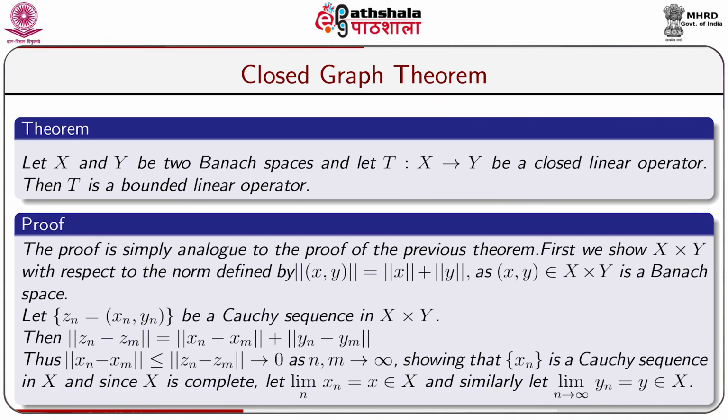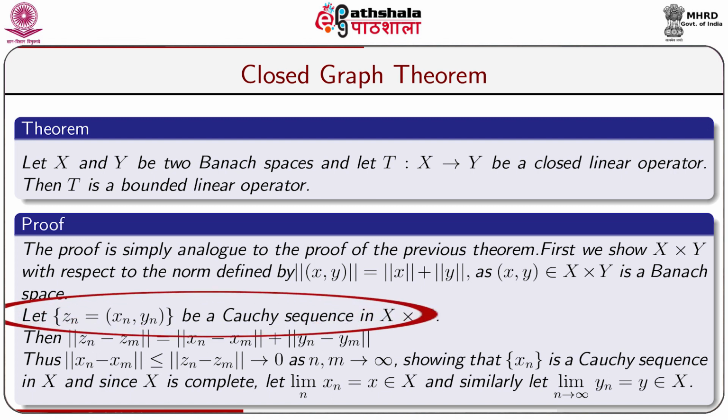Let capital X and capital Y be two Banach spaces and let T from X to Y be a closed linear operator, then T is automatically a bounded linear operator. The proof is simply an analog of the proof of the previous theorem. First we show that X cross Y with respect to the norm defined by norm of the pair (x, y) equal to norm x plus norm y, as (x, y) is an element of X cross Y, is a Banach space.